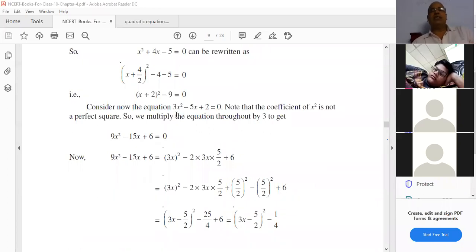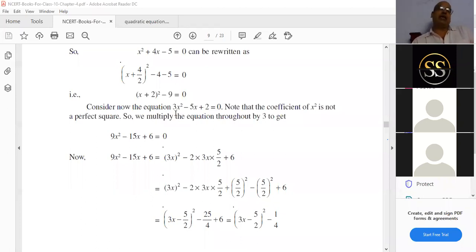Once you see this question, 3x square minus 5x plus 2 equal to 0. Sir, previously x square was there, now 3 is there. 3 cannot be written in square form. So what I have to do is multiply the full equation by 3, because note that the coefficient of x square is not a perfect square. That's why we multiply the equation throughout by 3 to get a perfect square.